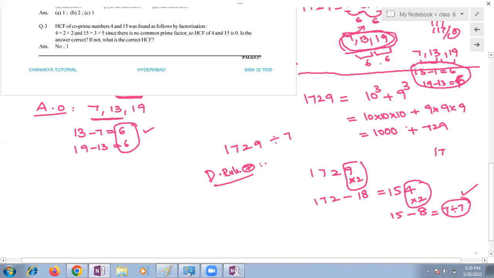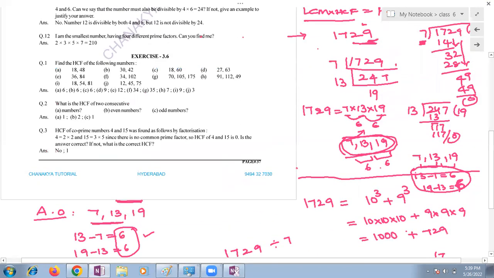The difference should be either 0 or a multiple of 7. Then the number is exactly divisible by 7. If it is less than 7, then it is not divisible. Now, children, coming to this method, without doing this big method, I did it without doing any normal division.